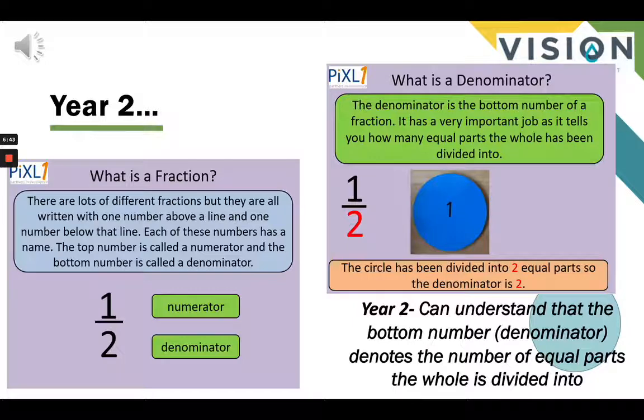So in Year 2 we're going to look at what is a fraction. So there's lots of different fractions, but they're all written with one number above a line and one number below the line. The top number is the numerator and the bottom number is the denominator. Denominator is really important. It tells us how many equal parts the whole has been divided into. And the numerator tells us how many parts have been coloured, shaded, taken, eaten.